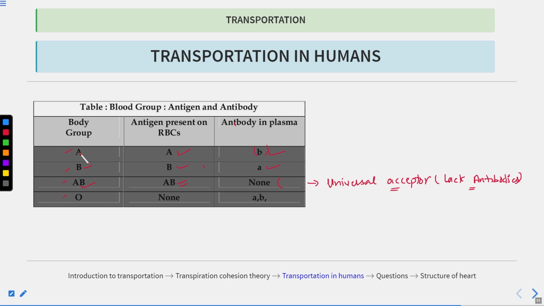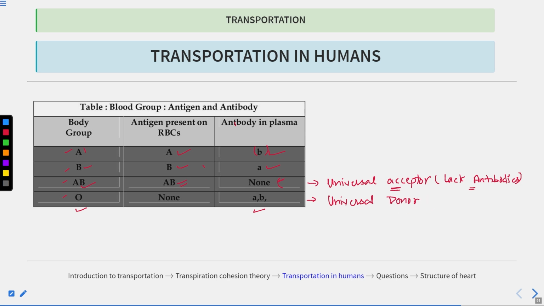So if the blood group A person donates blood to the AB person, there is no A antibody here. So what will happen? There will be no incompatibility. Whereas if we talk about blood group O people, they don't have any antigen. But they have both the antibodies in the plasma. So they are known as the universal donor.